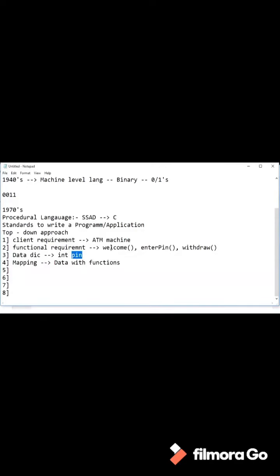Can it be used in welcome? Not really. This PIN number can be used in enter PIN. This PIN number can be used in withdraw. So I'm just mapping my data with the function. So that's what mapping stands for.